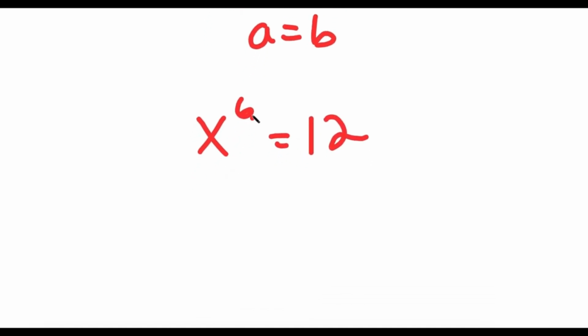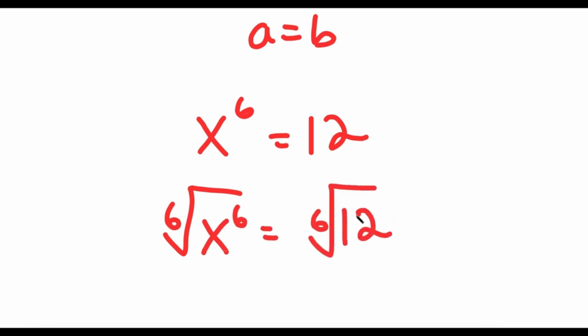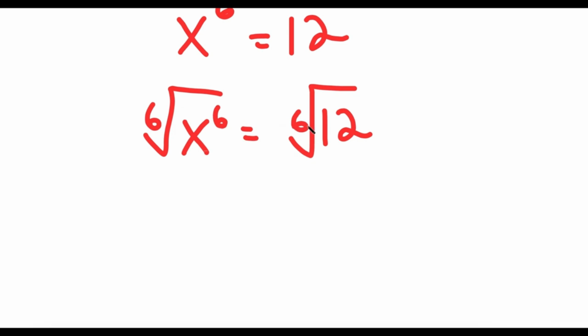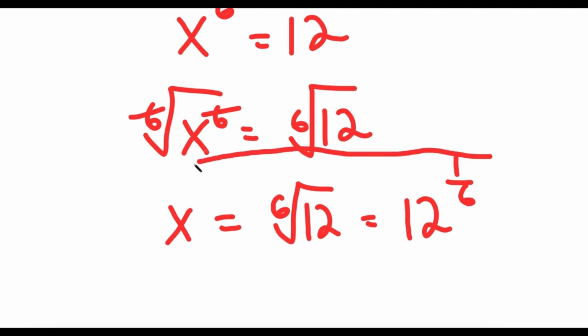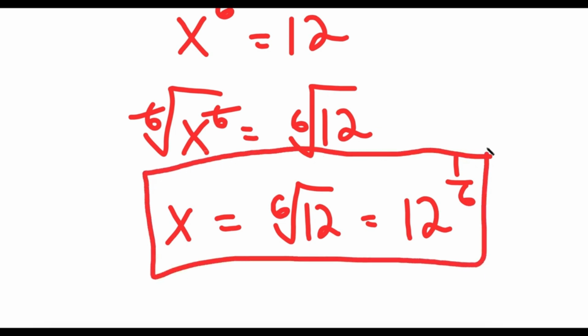So now we want to get rid of this power of 6, so I'm going to take the sixth root on both sides. So I get the sixth root of x to the power of 6 is equal to the sixth root of 12. Now the sixth root of x to the power of 6 is simply just x. So I get x is equal to the sixth root of 12, which is the same thing as 12 to the power of 1 over 6. So either of these two work. So this is my answer to this problem.